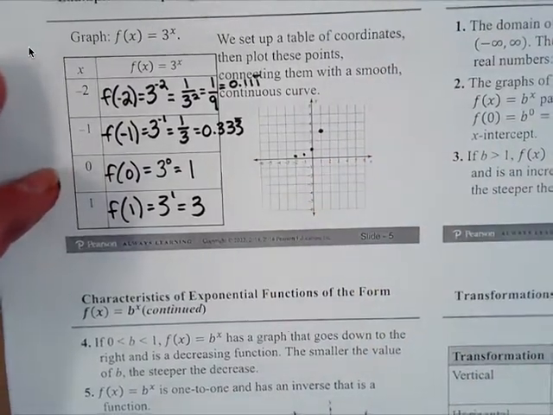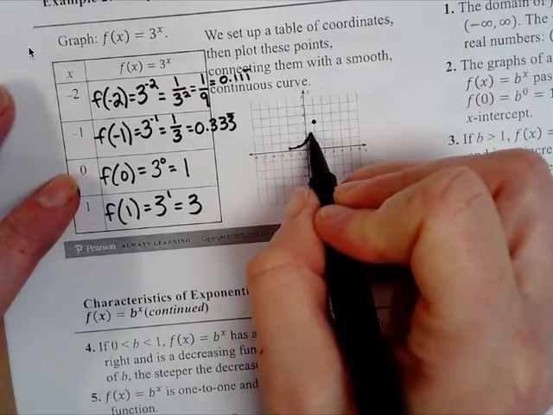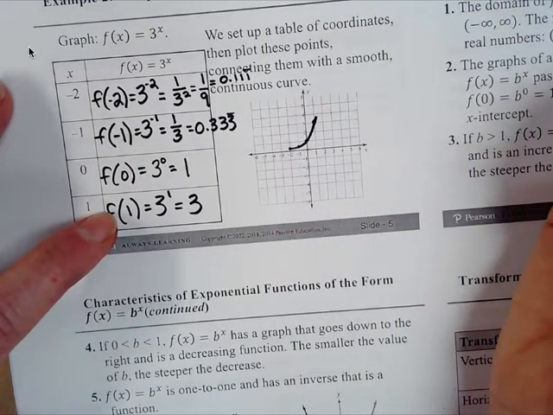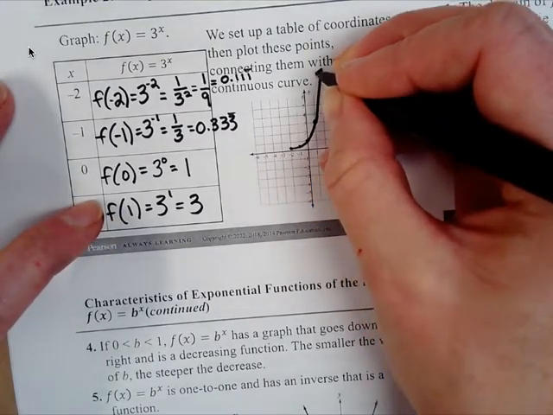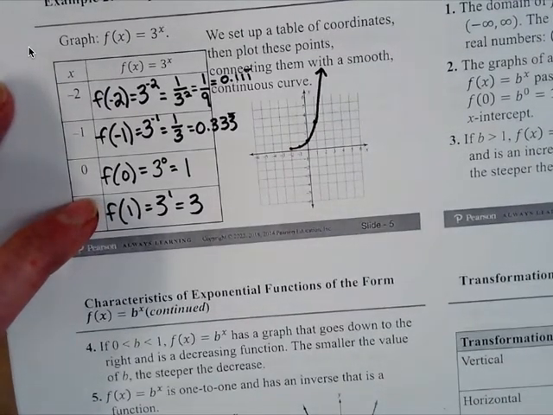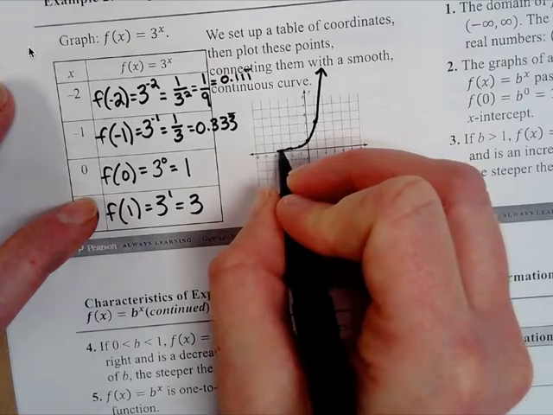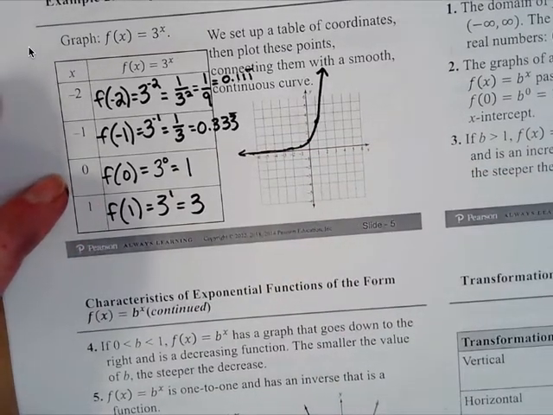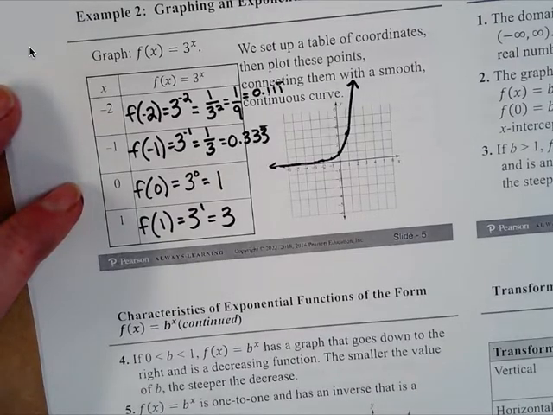So let's go ahead and connect these with a smooth, continuous curve. Where will the next one be? F of 2? That would be like 3 squared, which is 9. So we know we're not going to pass that, so we'll do it like that. And this approaches 0, but never touches. So that's an asymptote at y equals 0.